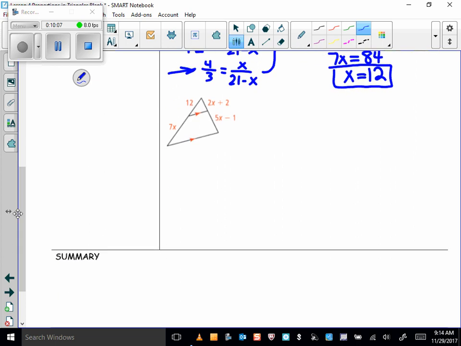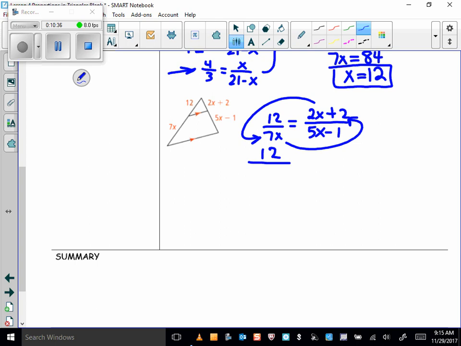All right, this one here, we got another case of the side splitter theorem. So we're just going to go ahead and say that 12 over 7x equals 2x plus 2 over 5x minus 1. Okay, I'm going to switch a few things around here. I'm going to switch my means, and at the same time, bring the 7x up here. At the same time, I'm going to factor this 2 out, because that's going to help me simplify this. That'll be 2 times x plus 1, and then I'm going to have 7x over 5x minus 1. Okay?